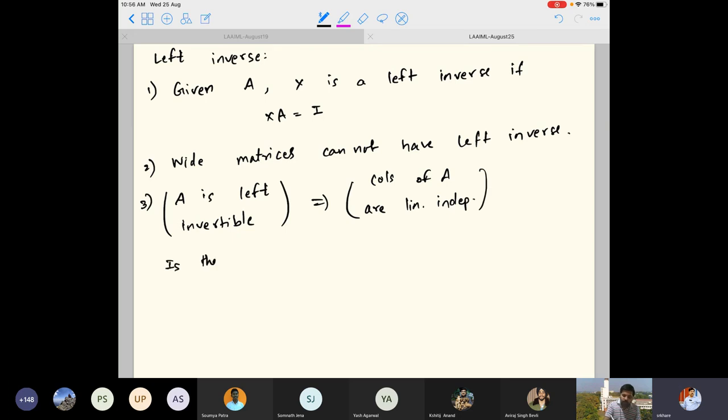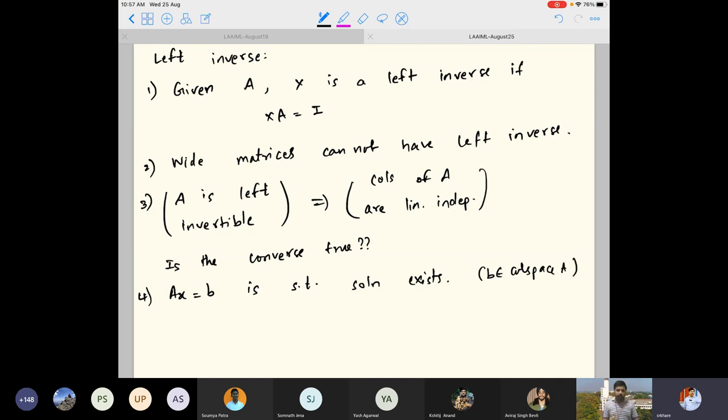The question that you can ask here is, is the converse true? That means that if the columns of A are linearly independent, can you say that A is left invertible? We will actually prove that that is also true. So these statements are actually equivalent, but so far we have proved only one way implication: if A is left invertible, then the columns of A are linearly independent. And Ax = B is such that a solution exists. That means that B is in the column space of A. Correct? B is in the column space of A.